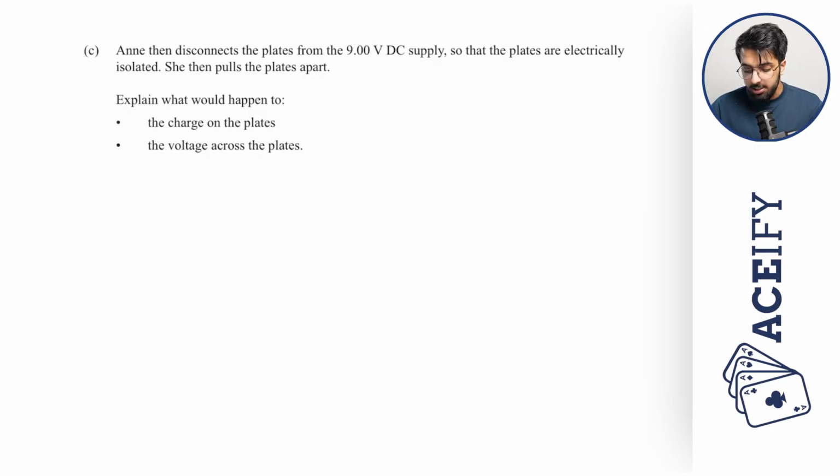She then pulls the plates apart. Explain what would happen to the charge on the plates and the voltage across the plates. Alright, so the charge on the plates, nothing happens to that, that just remains the same. Okay, so Q remains the same.